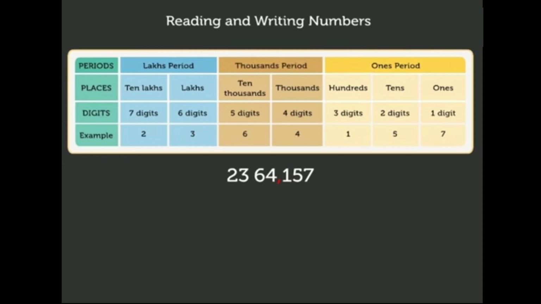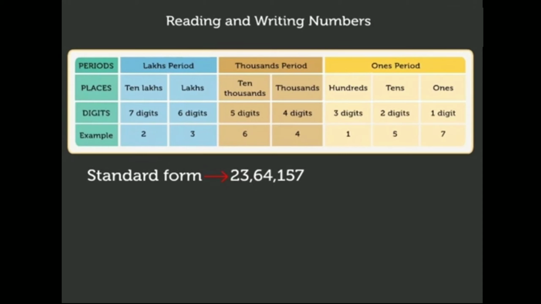Next, a comma is inserted between the fifth and sixth digit. That is where the thousands period ends and the lakhs period starts. Now you can see that we have formed the standard form of the number: 23,64,157.